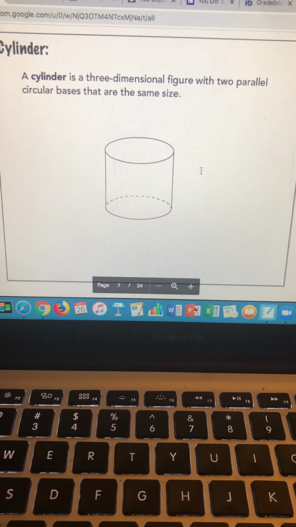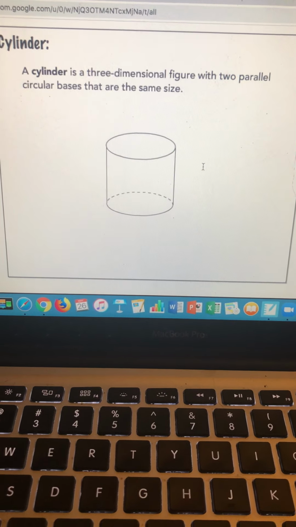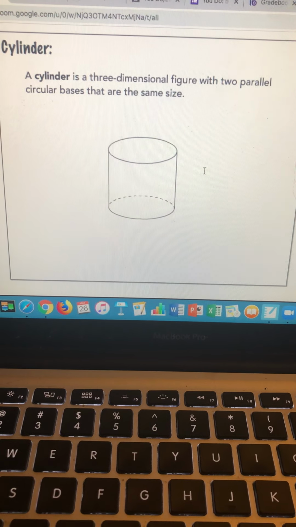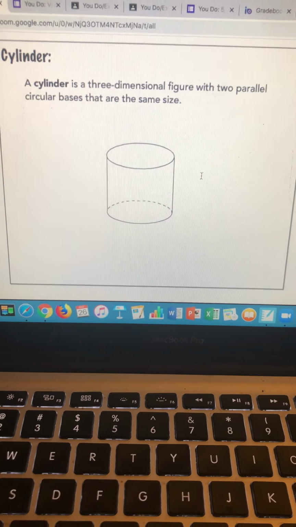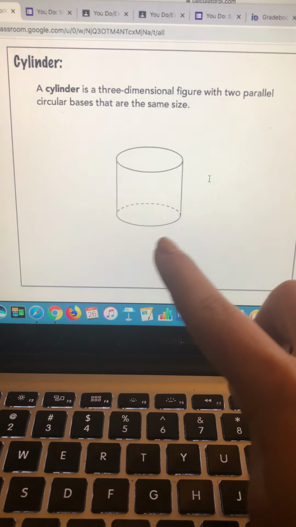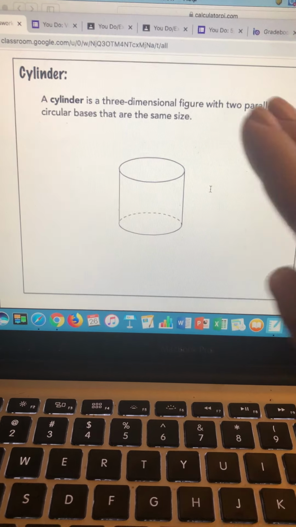Okay, so given a cylinder, we know that there are 2 circular bases and they are the same size. To find the volume, we're going to find the area of the circle that is its base and then multiply it by the height.